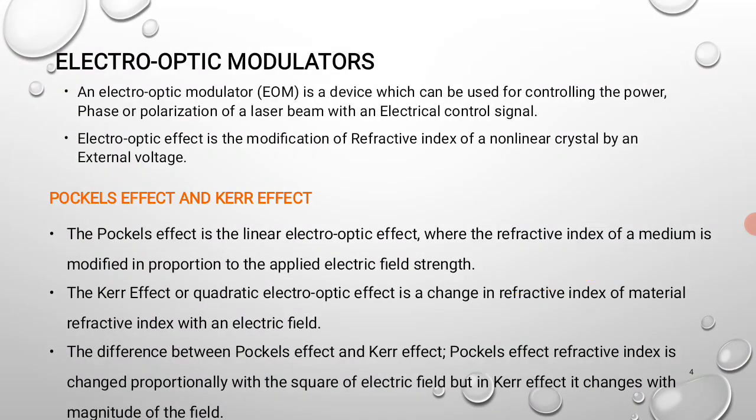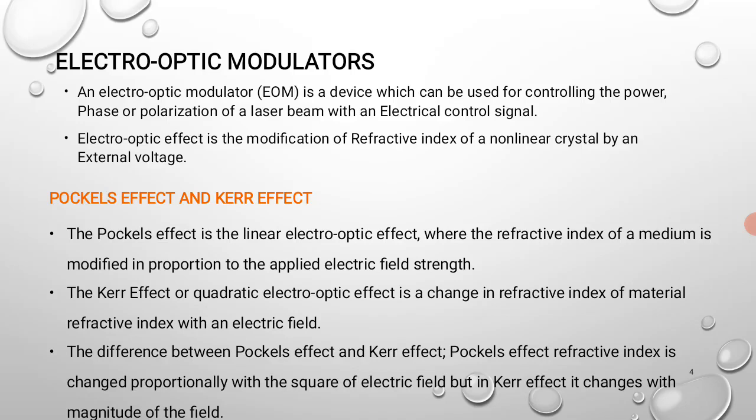Next is the electro-optic modulator. An electro-optic modulator is a device which can be used for controlling the power, phase or polarization of a laser beam with electrical control signals. The electro-optic effect is the modification of the refractive index in nonlinear crystals by an external voltage. There are the Pockels effect and the Kerr effect, with slight variations between them.